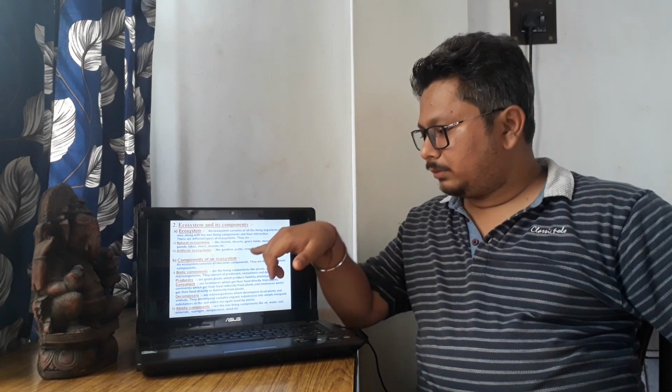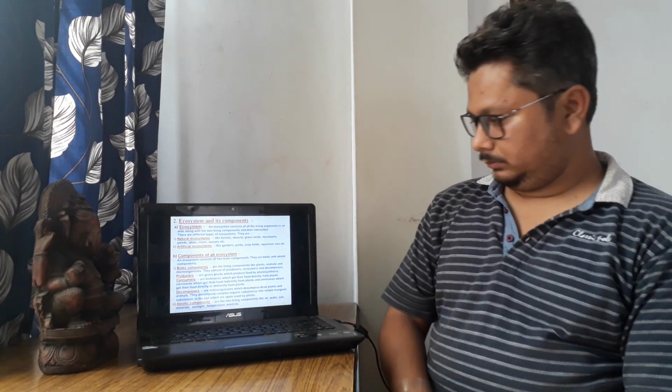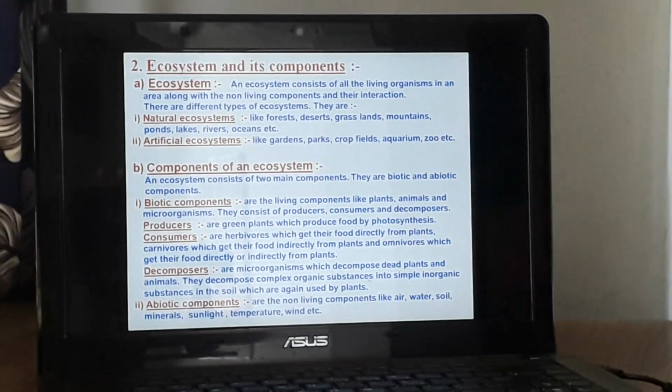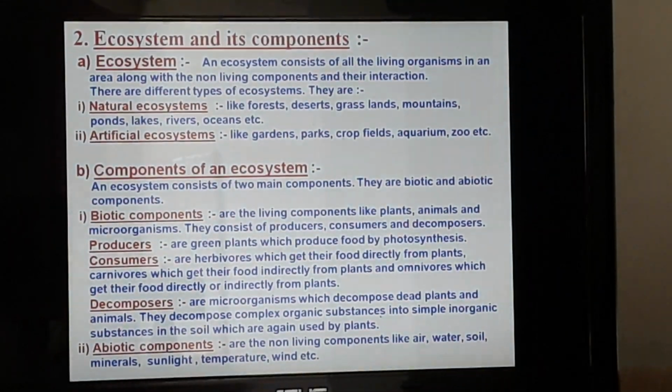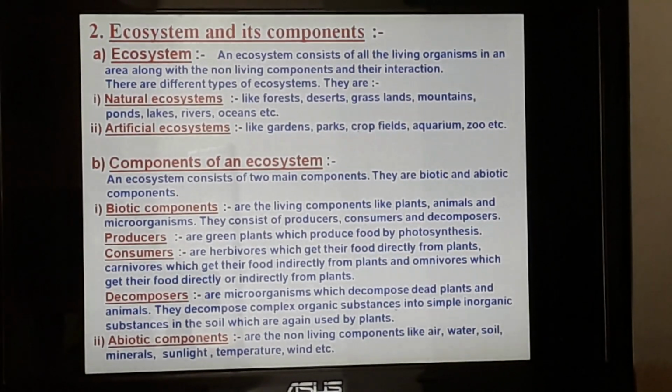In the last slide, we were talking about the biotic components of nature. Now we'll talk about the abiotic components of ecosystem. In the abiotic component, I have discussed previously, it includes all the non-living components of ecosystem, like air, you can see in the slide, air, water, soil, minerals, sunlight, temperature, wind, etc. all come under the abiotic components of ecosystem.